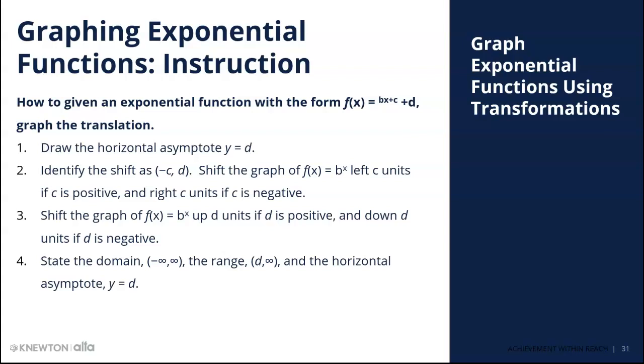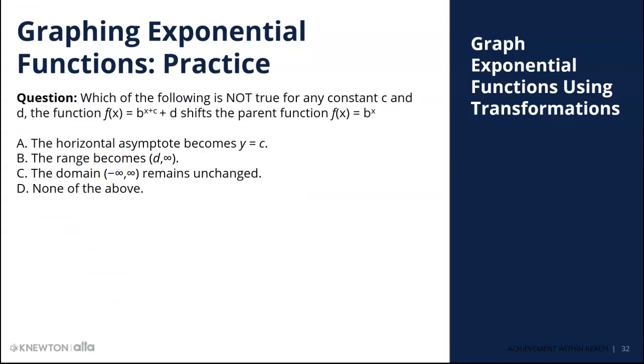either you shift it first along the x and then the y, or y first then x. So that means you identify the point negative c, d. And then shift the graph of the function b to the x d units upwards if d is positive, and d units downward if d is negative. Now state the domain of the function. That will remain unchanged, but the range will change if there is a vertical shift. The range will be d to positive infinity if there is a vertical shift. If d is 0, there's only a horizontal shift, and the range will remain the same. And the horizontal asymptote is y equals d.